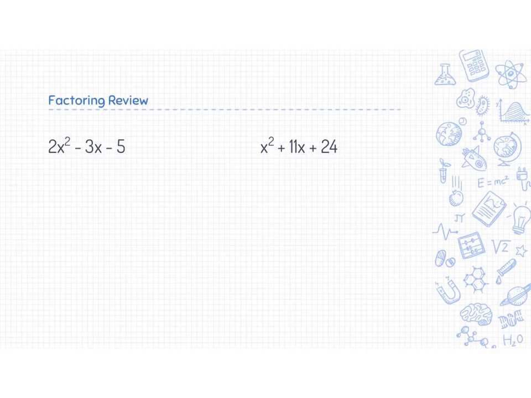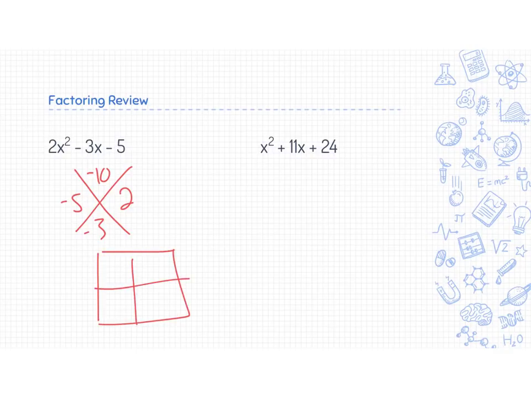Alright, so we're going to x box here. I have a times c, so that's going to be 2 times 5, which is a negative 10, and then negative 3 on bottom here. So what multiplies to negative 10 and adds to negative 3? It's going to be a negative 5 and 2. Then we can box that, and we get 2x squared minus 5. We get a negative 5x there, and a 2x there.